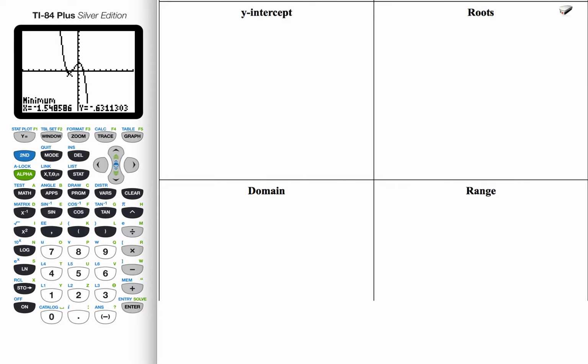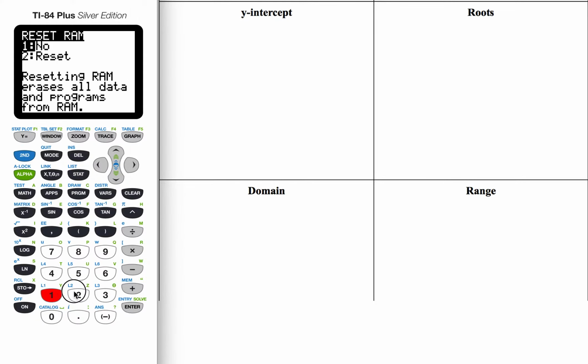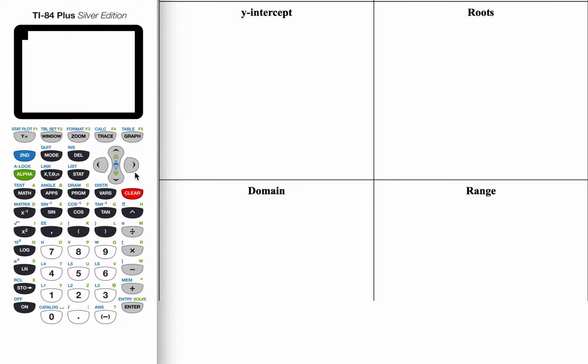Here we are again with some more calculator work. I'm back to that same screen again, but I'm just going to do that reset, master reset. Let's all do it together. Second plus 7, 1, 2. So we're all at the same screen here.